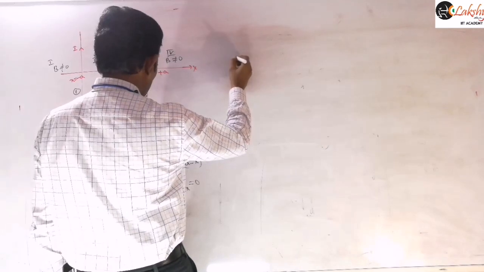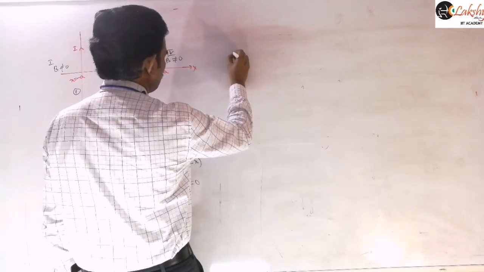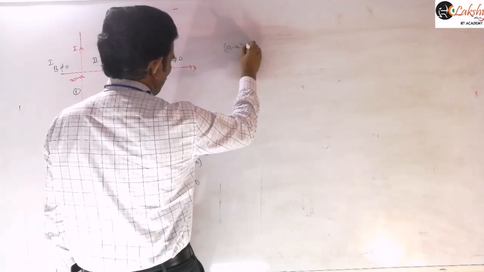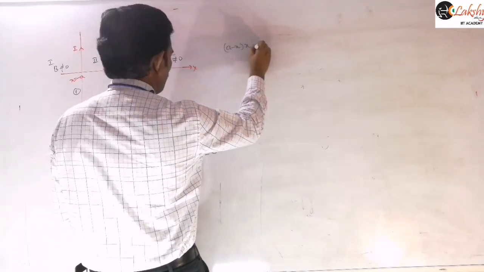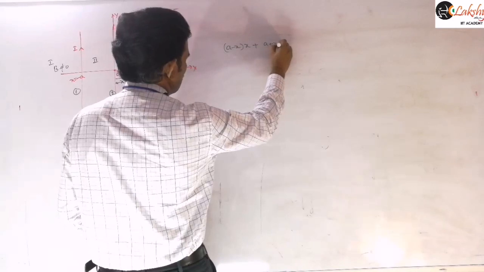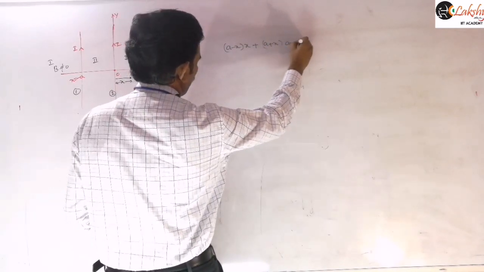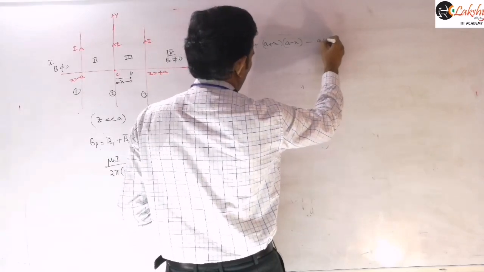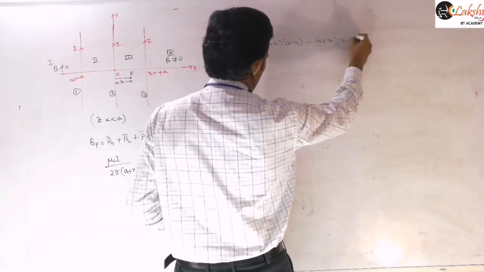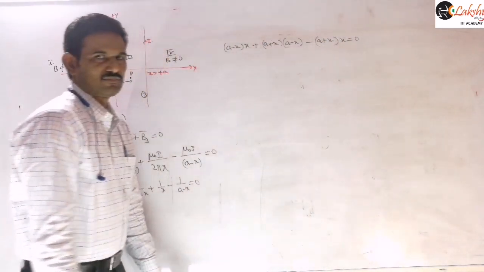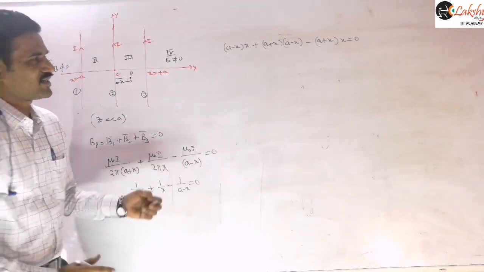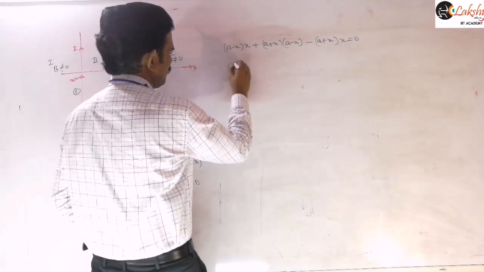You may take the LCM and simplify this equation. If you are taking this LCM, so A minus X into X plus A plus X into A minus X minus A plus X into X. This value is equal to 0. And in the denominator you can cross multiply, you will get that value as 0. So let's simplify this equation here.